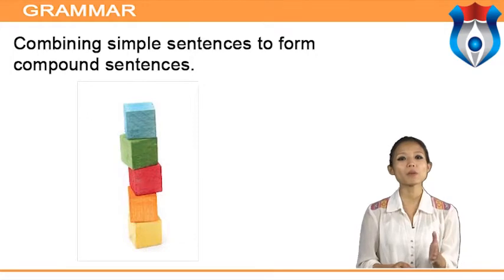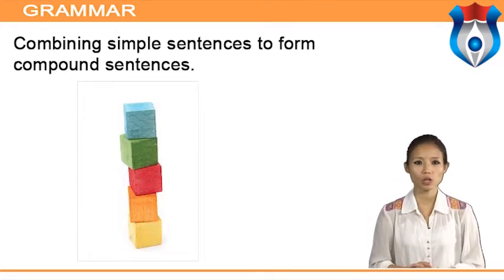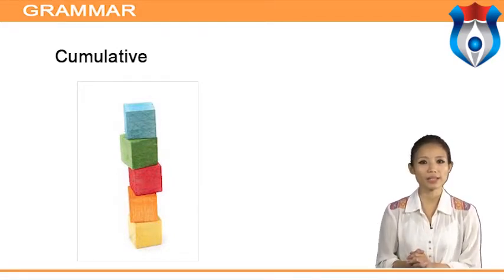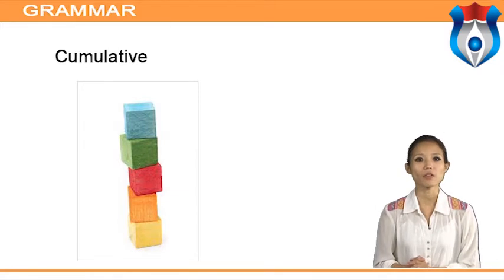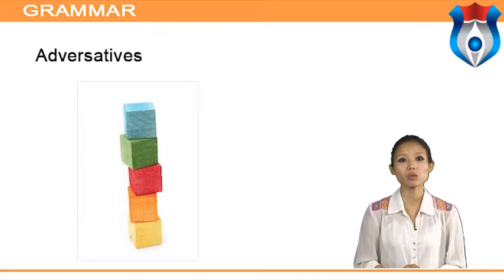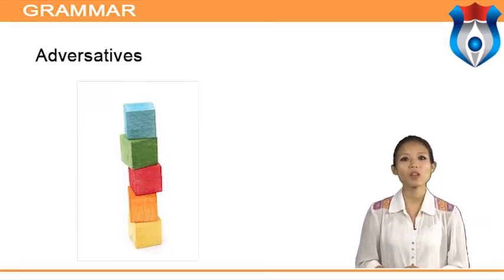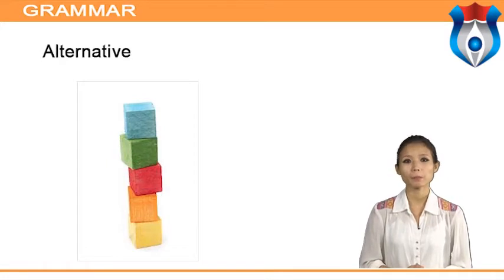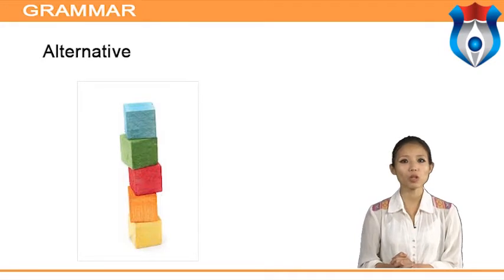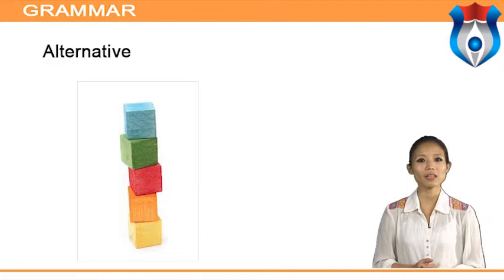Simple sentences may be combined to form compound sentences by the use of coordinative conjunctions. Cumulative: they merely add one statement to another. Example, he is a fool, he is a knave. Adversatives: they express opposition or contrast between two statements. Example, he failed, he persevered. He failed, nevertheless, he persevered. Alternative: they present the choice between two alternatives. Example, do not be a borrower, do not be a lender. Do not be a borrower or a lender.